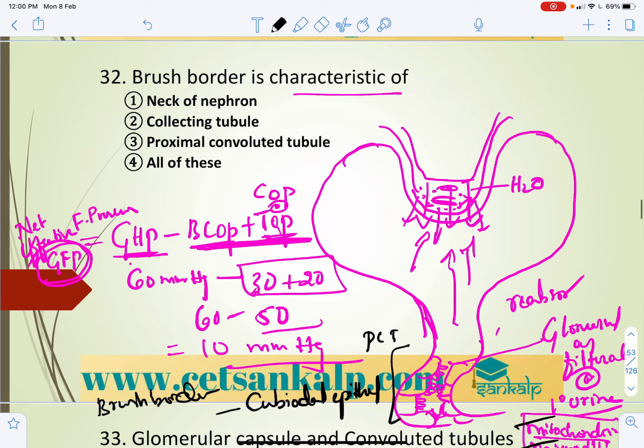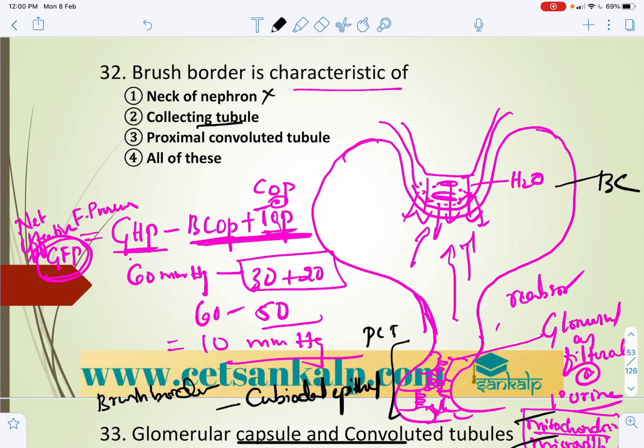Brush border characteristics. Neck of the nephron? No, neck of the nephron means the Bowman's capsule. No, the collecting tubule does not have many microvilli or brush border appearance. The proximal convoluted tubule is where we can see the brush border appearance.